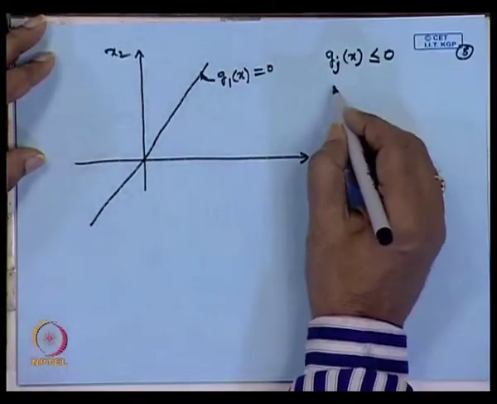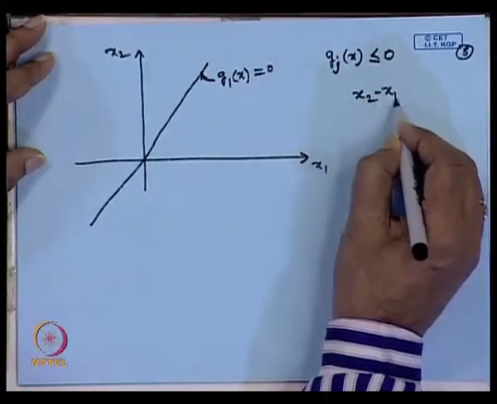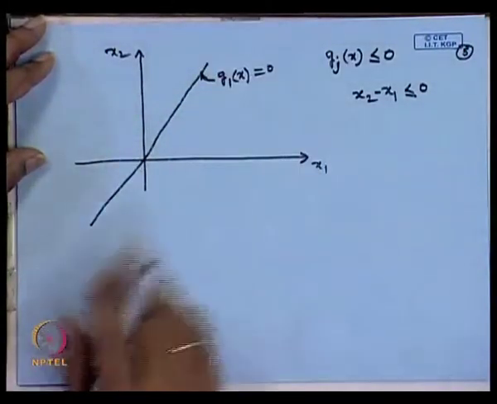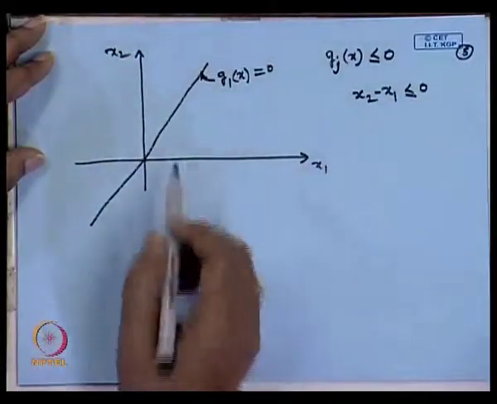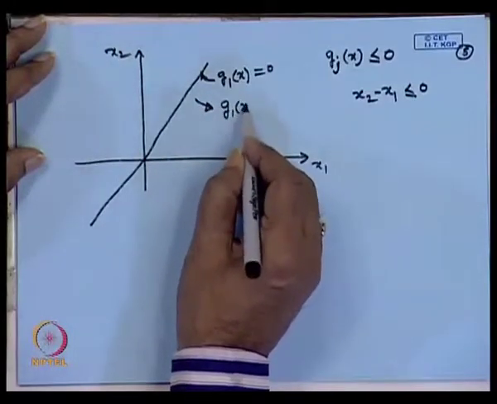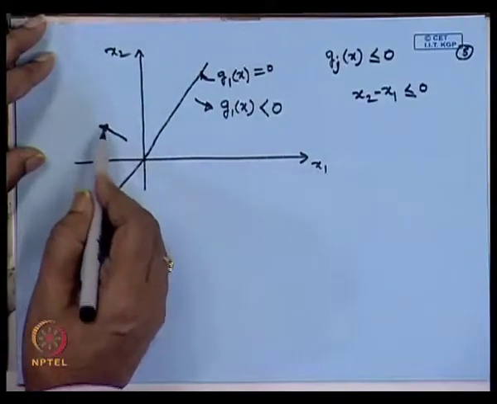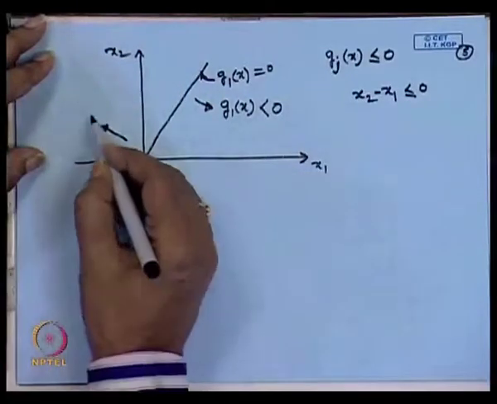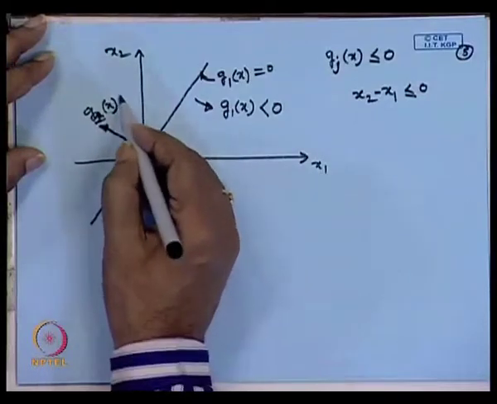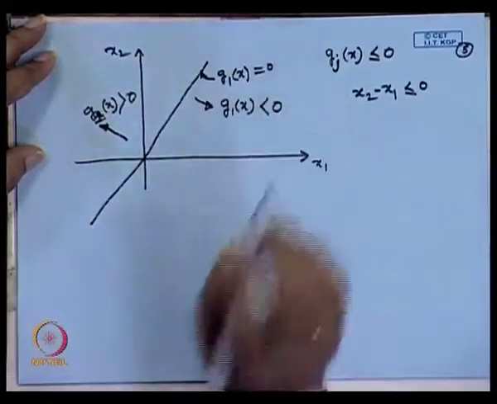So, you can think of it as if we have g1(x) as something like this, x2 minus x1 is less than or equal to 0. This is a straight line. Now, what is this portion? This portion is g1(x) less than or equal to 0, and this portion is the whole half space, this space, and this space is g1(x) greater than or equal to 0, and any point on the line has g1 equal to 0.